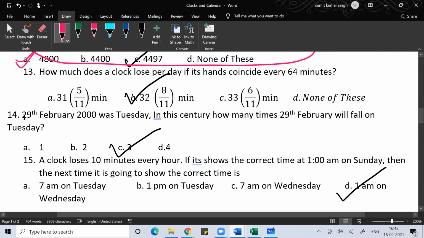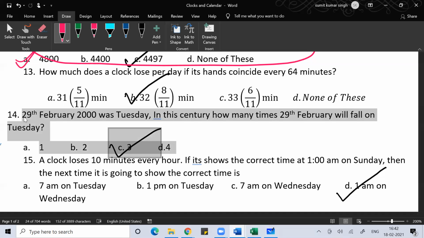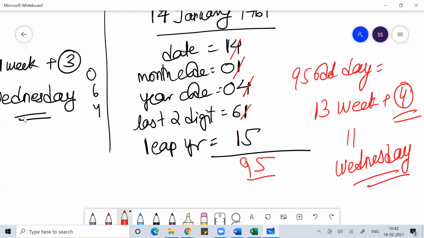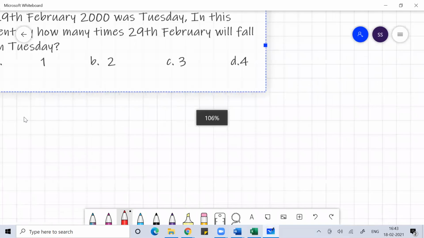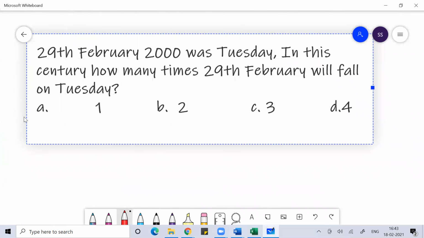This is again a very good question. 29 Feb 2000 was Tuesday. So in this century, how many times will 29 Feb fall on Tuesday? You can check this. So the question: 29 Feb 2000 was Tuesday. In this century, how many times will 29 Feb fall on Tuesday? Another very good question.